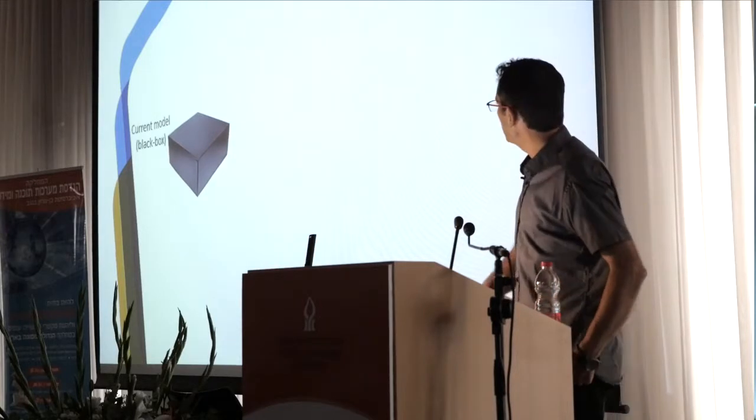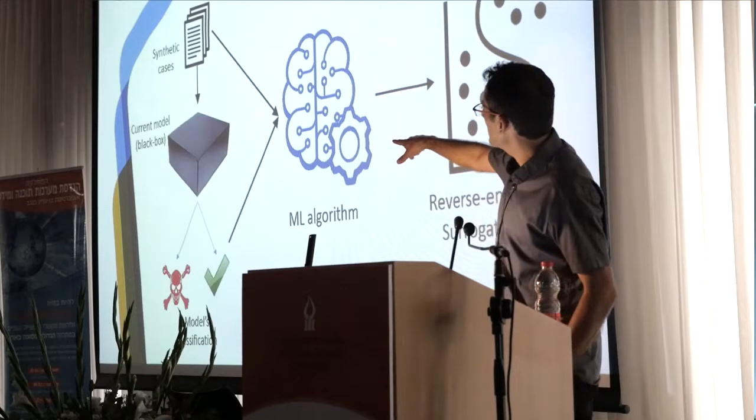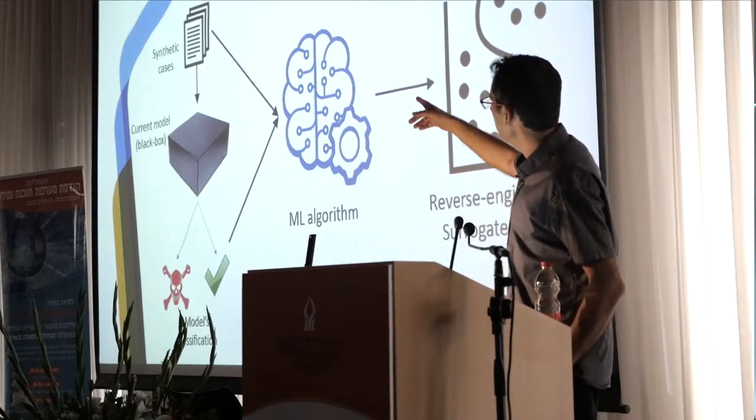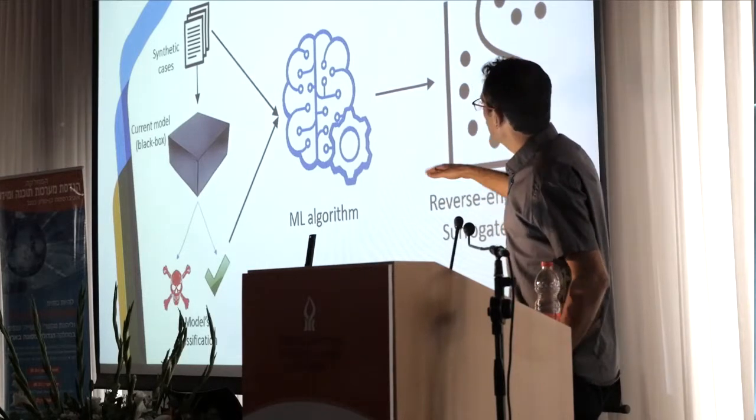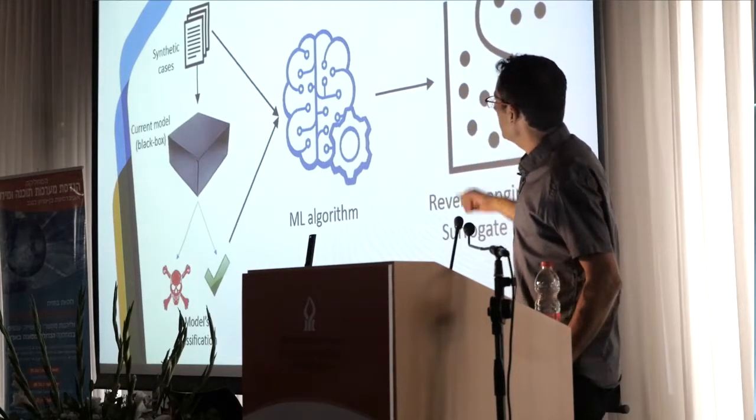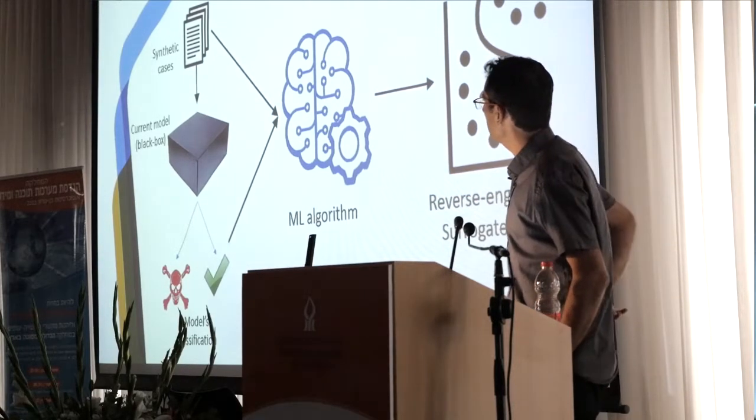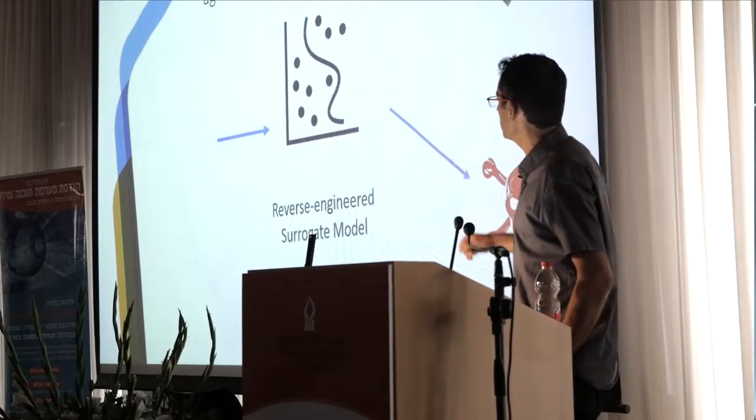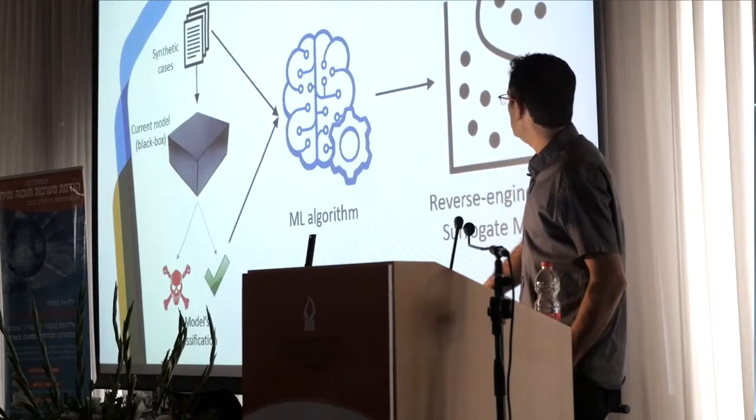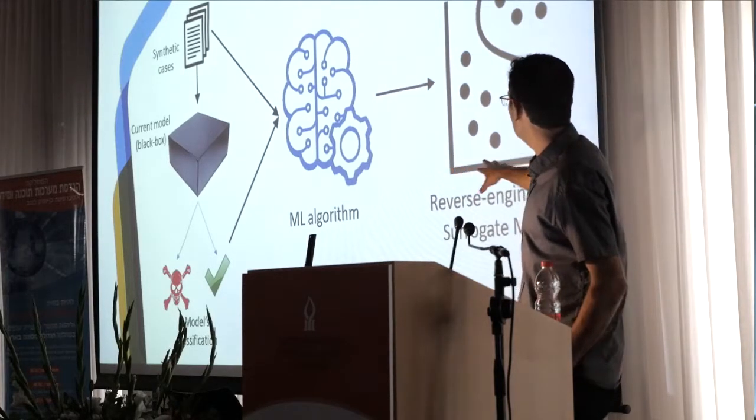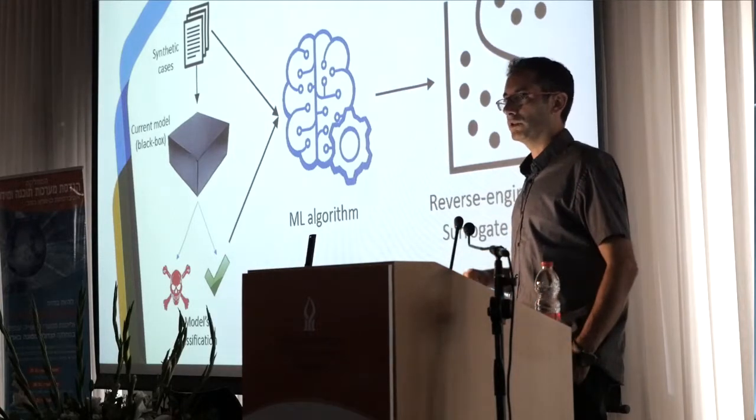This is a more visual illustration of the process. So we have the black box model. We have synthetic cases that we are generating. We are querying the model with these synthetic cases in order to get the model classification. And we are using these data sets in order to train a machine learning algorithm and to create our reverse engineering model, the surrogate model.